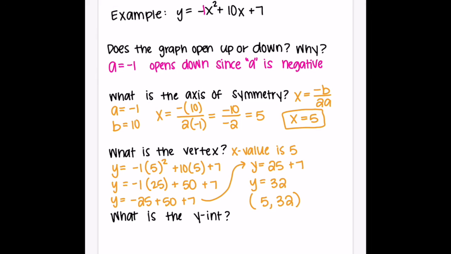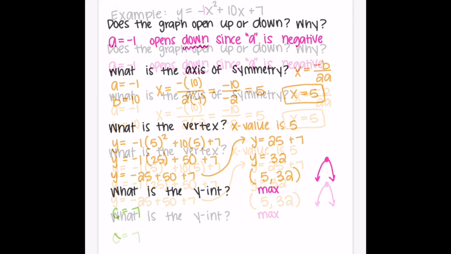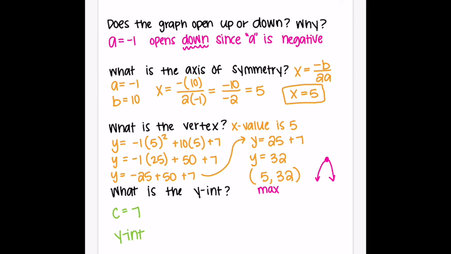Now, is this a minimum or a maximum? Since this graph opens down, meaning it would look like this, the vertex is a maximum. And finally, what is the y-intercept? So our y-intercept is c, which is positive 7. So the y-intercept is 0, 7.